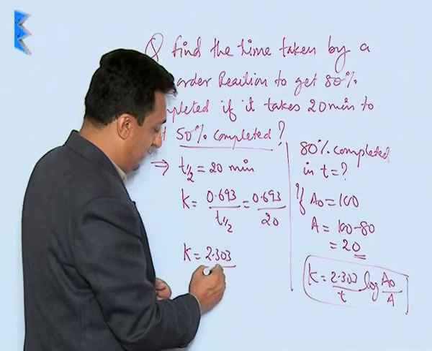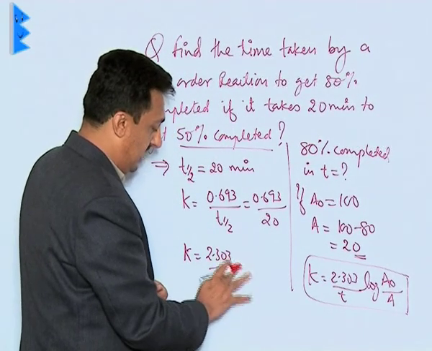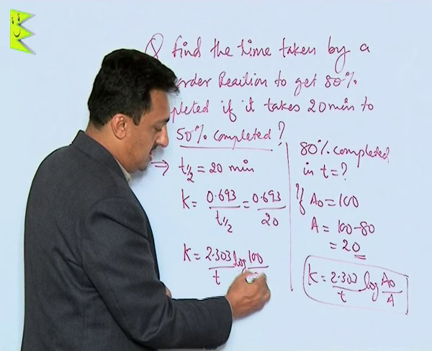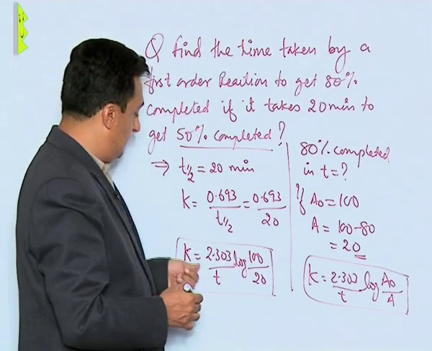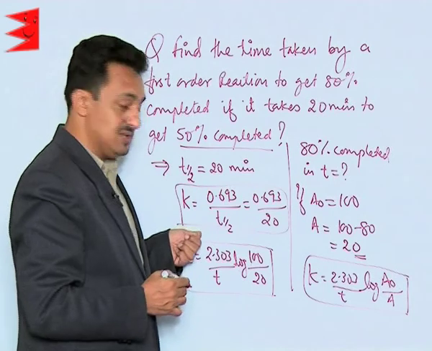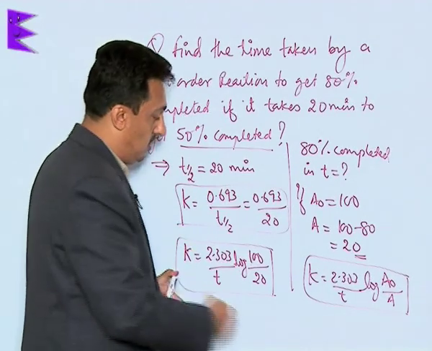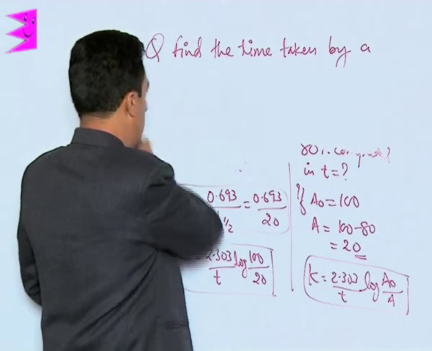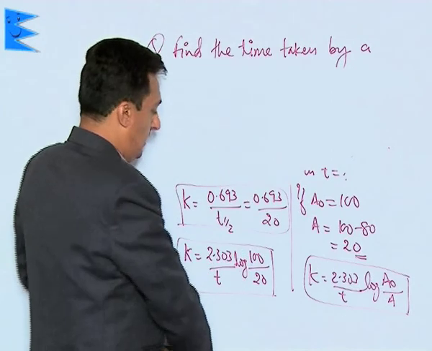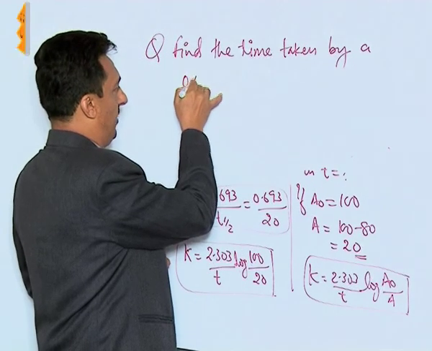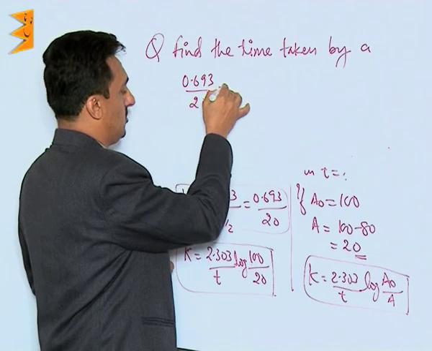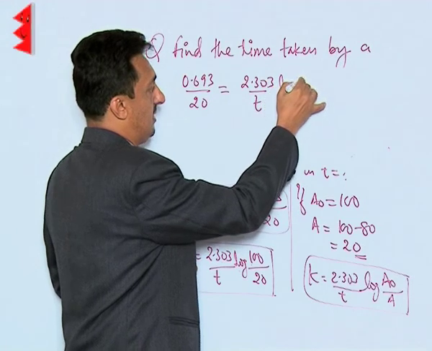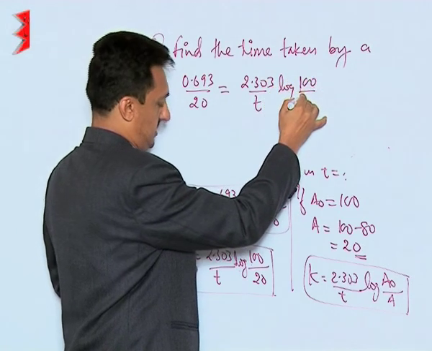We can put in these values, where the t we have to find out. Log of initial is 100, and the a left is 20. Now these two K are the same for the same reaction, the rate constants are the same. So what we can do is compare them like this: 0.693 by 20 is equal to 2.303 upon t log initial 100, left out 20.